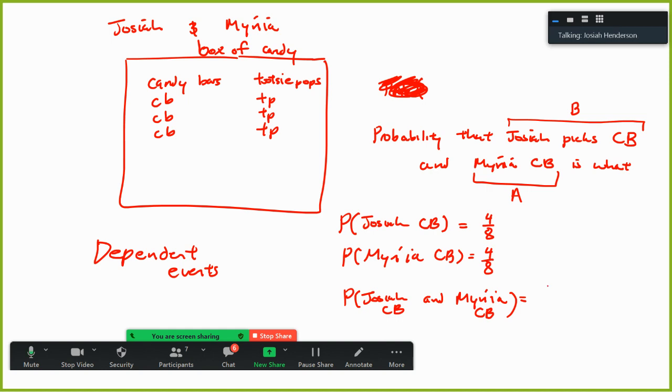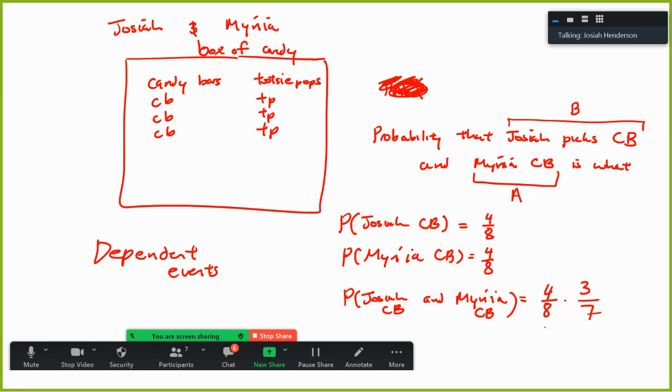So Manaya reaches in, and she's got a 4 out of 8 chance of getting a candy bar. How many candy bars are in the box after she takes one out? Can anyone tell me? How many candy bars are in the box after Manaya takes one candy bar out? 7. Yes, there's 7 total. Thank you. And there's one fewer. There's 7 total candies, and there's 3 total candy bars because one's been removed.